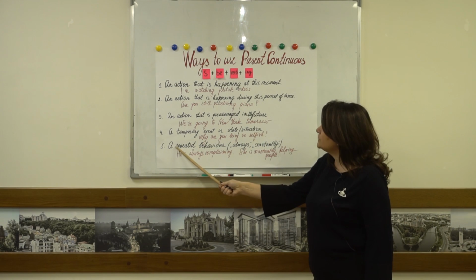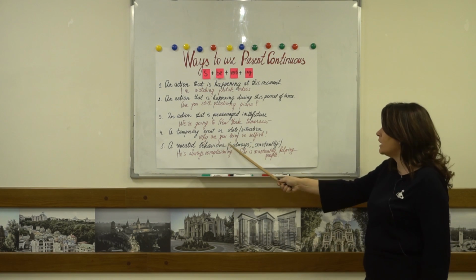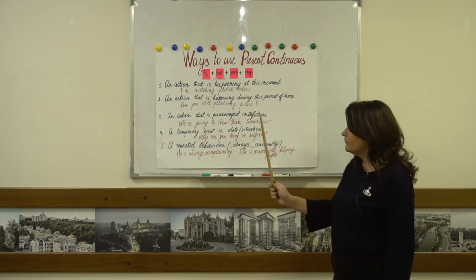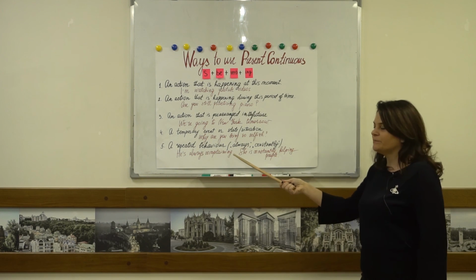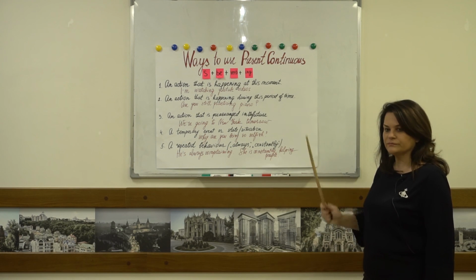And the last point, when we use the present continuous tense in English, is repeated behavior, always or constantly. For example, he is always complaining. She is constantly helping people.